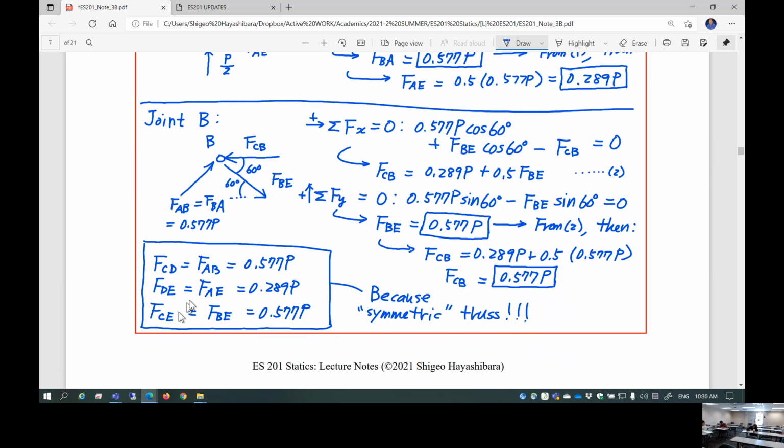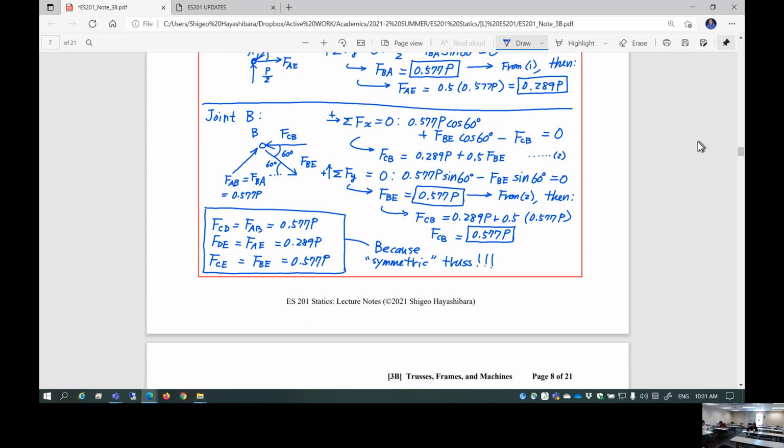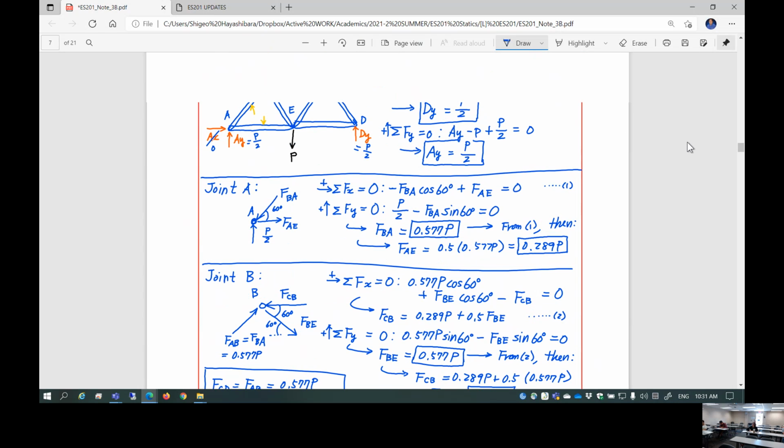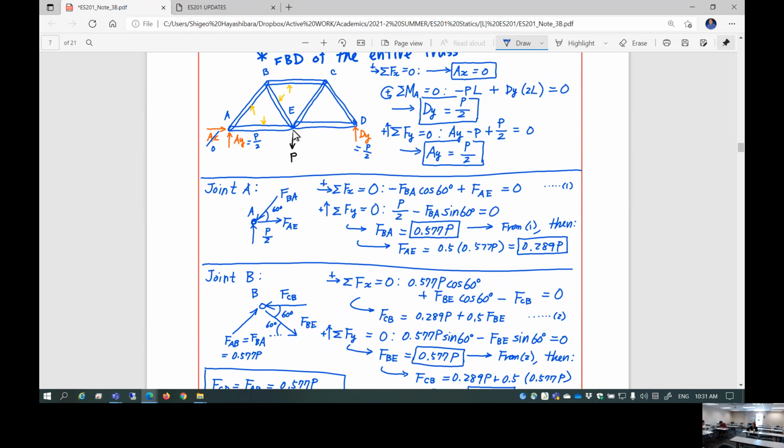Symmetric in terms of both structure and also loading. Loading is only P applied in the center. So it's completely symmetric. So this is a special case. Usually, you can never do such a thing. Suppose I change my mind and apply force P in here, all of a sudden you can never say those things. You have to apply, okay, so what's the next joint?